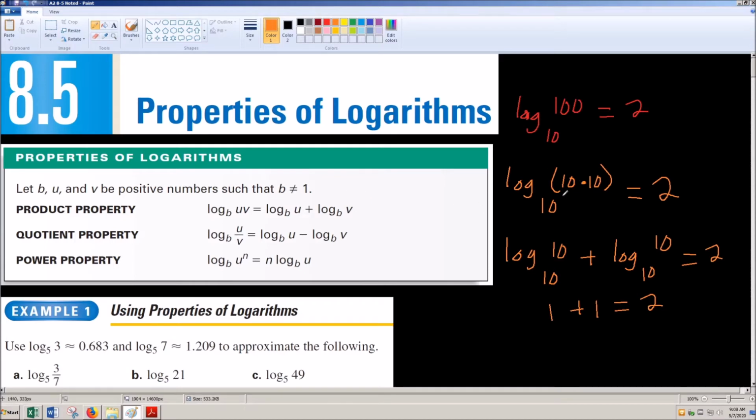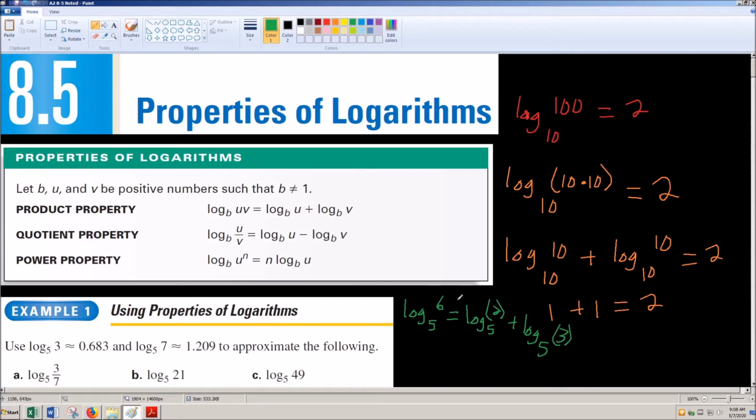Say, for example, instead of 10 times 10, it was 6. If I want to talk about log base 5 of 6, that's the same thing as saying log base 5 of 2 plus log base 5 of 3. Again, the 6 is going to be 2 times 3. So I can talk about that 6 as log base 5 of 2 plus log base 5 of 3. These are equivalent, and this is my product property.